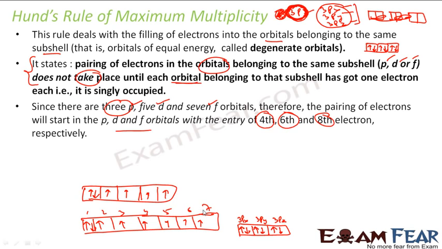Hope you understand what this rule is trying to say. It says that in a subshell, if you have more orbitals, for example for p we have 3 orbitals, the pairing will start only from the 4th. First, second, third will be without pairing. Only from the 4th the pairing will start. In case of d subshells, there are 5 orbitals, so the pairing will start only from the 6th electron. Till the 5th electron, each electron will be in a different orbital and they will be alone. Only when the 6th electron comes does the pairing start.